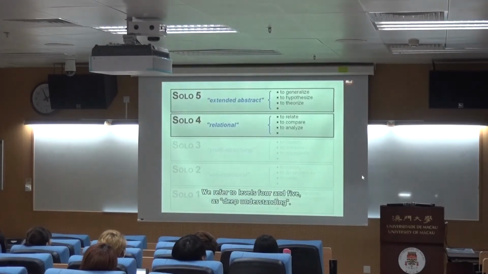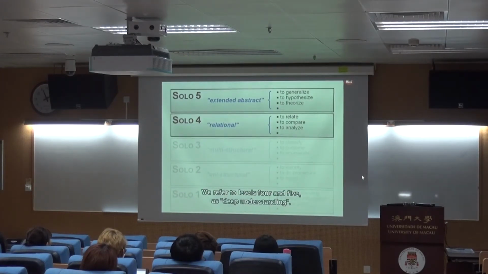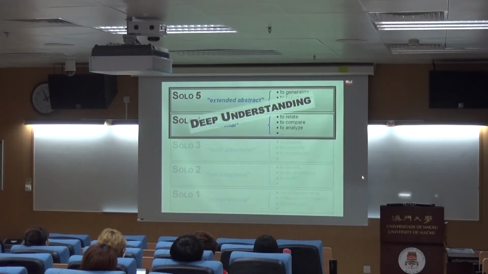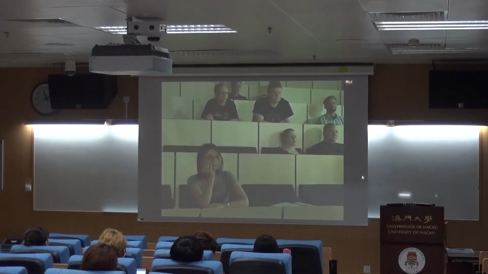We refer to levels 4 and 5 as deep understanding. For instance, one can prove that it is always an equivalence relation.